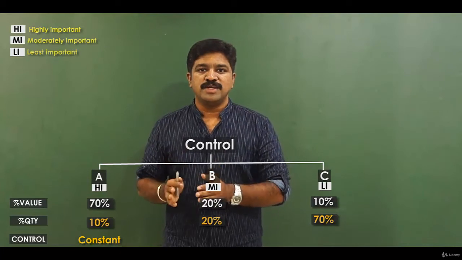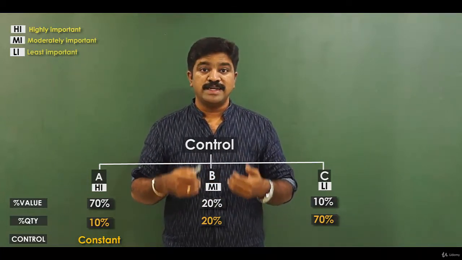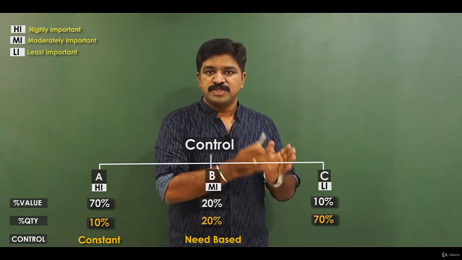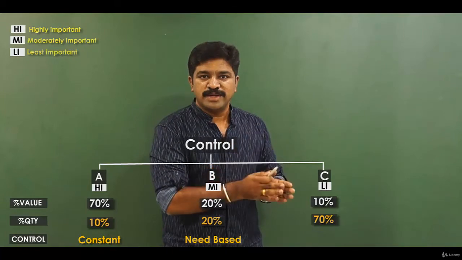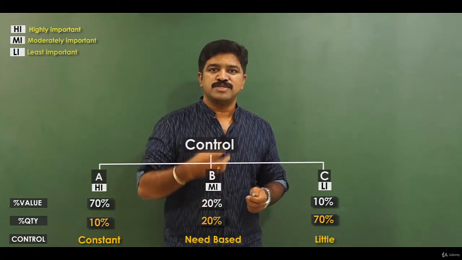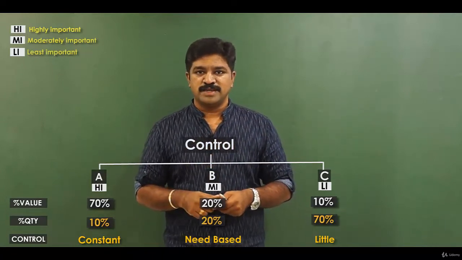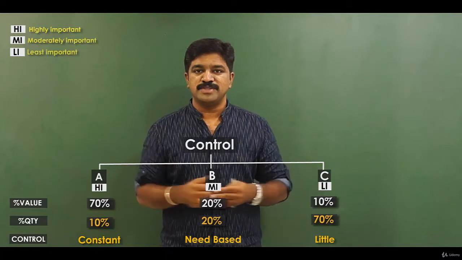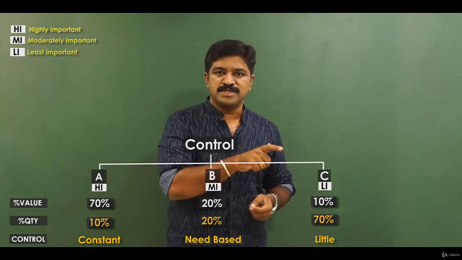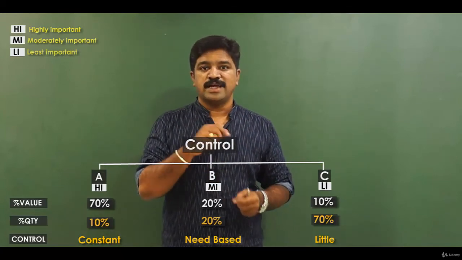Whereas for the materials under category B, it would be sufficient to go on a need basis. For materials under category C, which are 70% in quantity but only 10% in value, we can exercise very little control over them. We can focus on saving the associated cost. So this is the advantage of ABC analysis: because you are categorizing the materials into three, you will find which is highly important and which is least important. You can decide your control based on the category of materials.